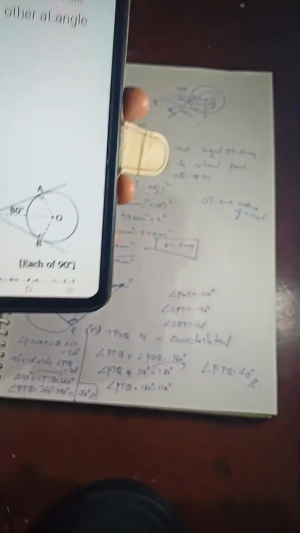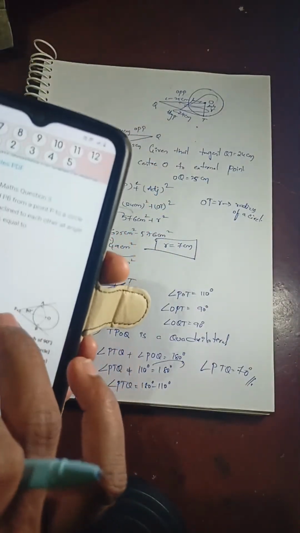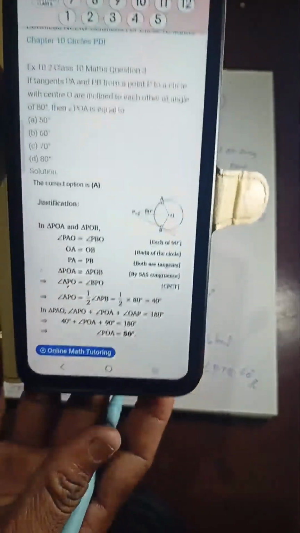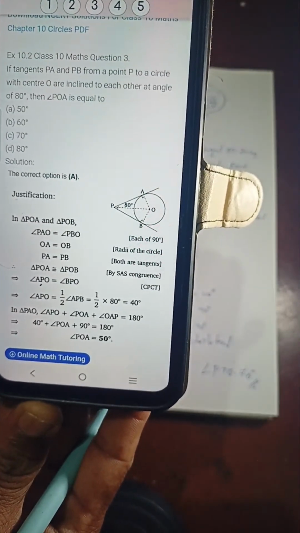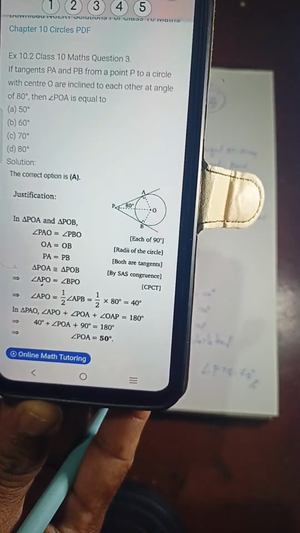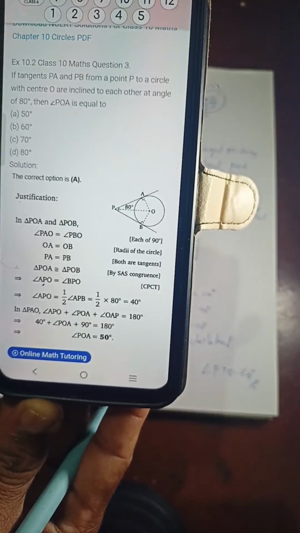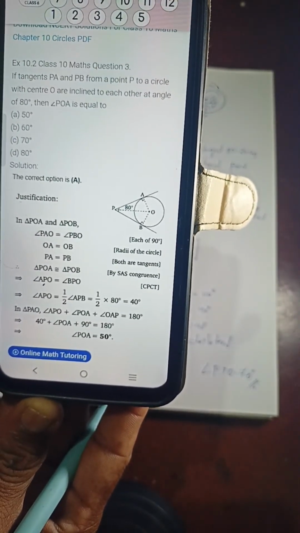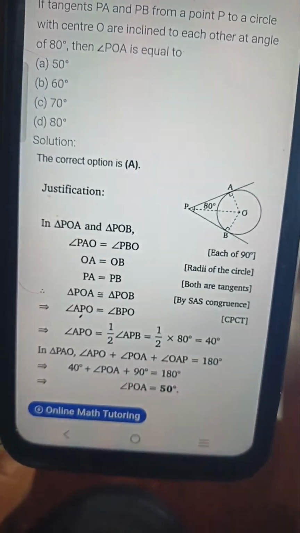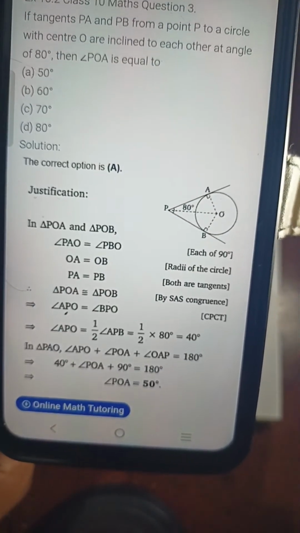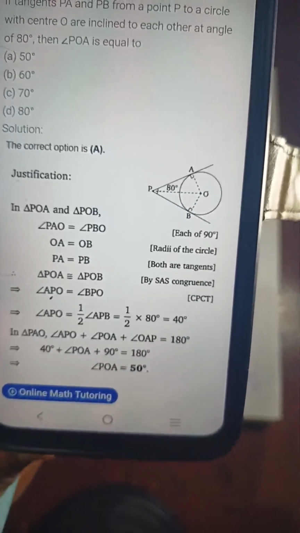There is what we have written. Now I will explain this one problem here only. See carefully. See what is given. In triangles POA and POB, when you compare the two triangles, the common line is OP. OP is equal to OP, which is a common line. Angle PAO and PBO are equal to 90 degrees. OA is equal to OB. Why? Because both are radii of the same circle. Next, PA is equal to PB. Why? Because the lengths of the tangents drawn from an external point are equal. That sentence we have to write.